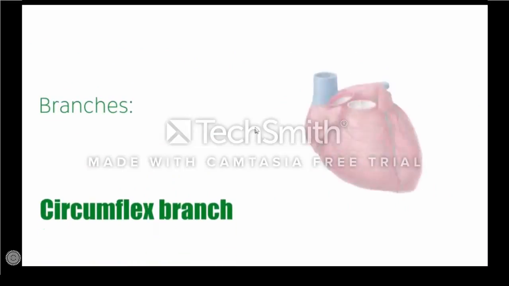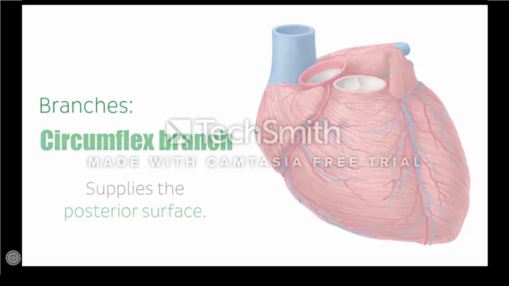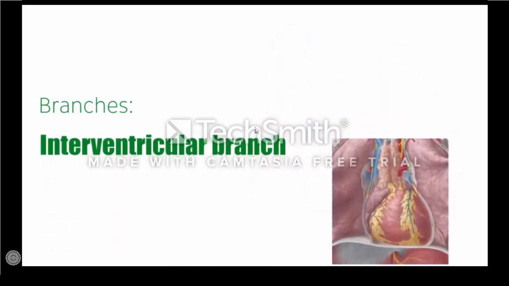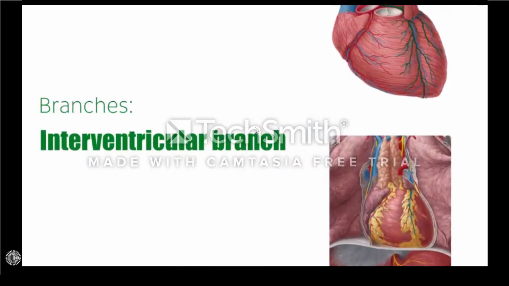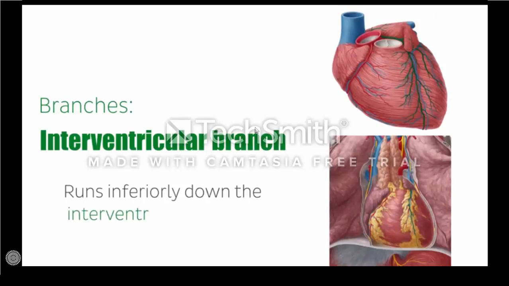Its two main branches consist of the circumflex branch, which supplies the posterior surface of the heart by running on its left side within the atrioventricular groove, and the anterior interventricular branch, which runs inferiorly down the interventricular groove to the cardiac apex, where it anastomoses with the posterior interventricular artery.